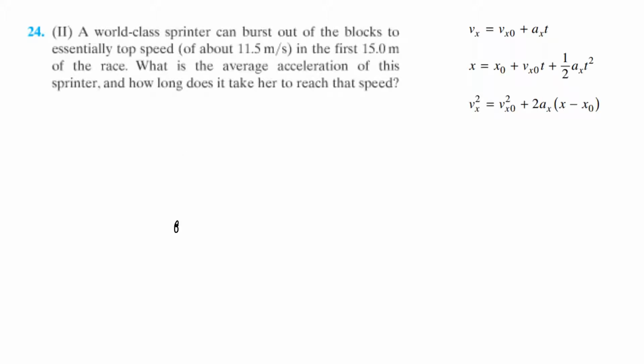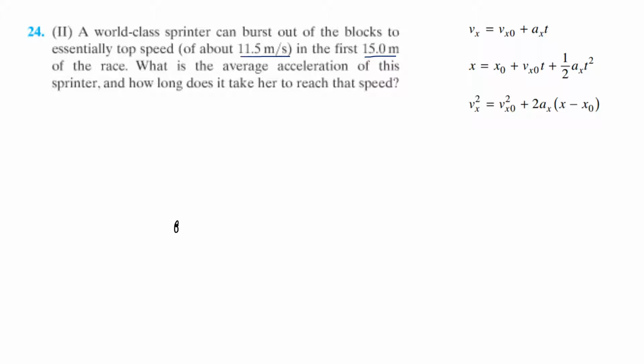Ng with Giancoli, page 39, number 24. It's another kinematics problem. Here is our problem. A world-class sprinter can burst out of the blocks to get to her top speed of 11.5 meters per second in the first 15 meters of the race. What is the average acceleration of the sprinter, and how long did it take for her to reach this speed?